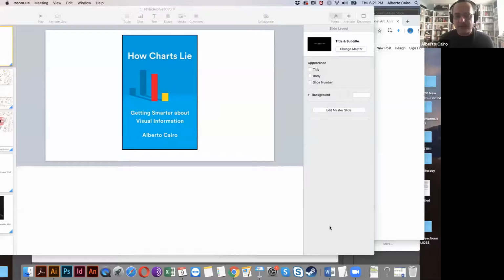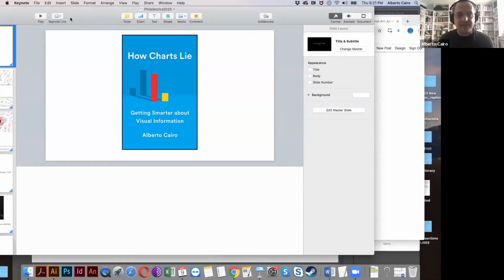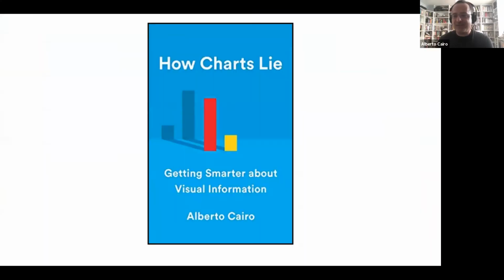Originally, I was planning to talk about the book, how charts lie, but this bores me to tears already. Because if you want to learn about the book, you can take a look at the book, and that's it, right? And later on, I will share a few links with you related to the book. For example, the clarifications and some corrections, because no book is ever perfect.